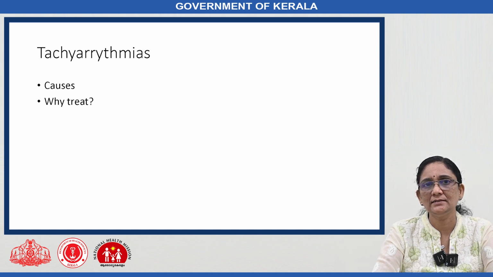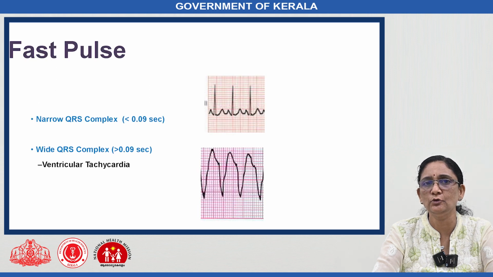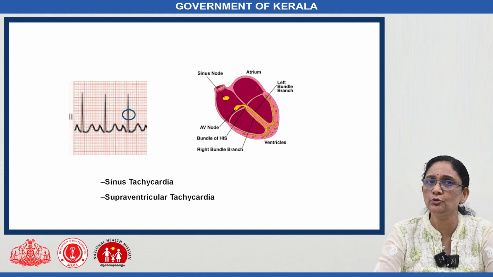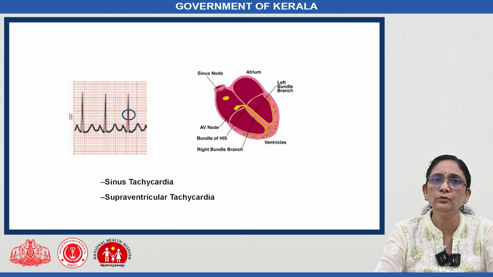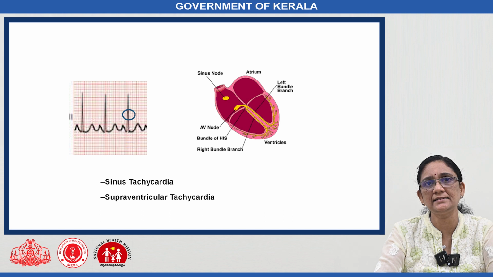Now coming to the question, what are the common tachyarrhythmias that you're going to see in a child? Here the most common one is a supraventricular tachycardia as well as a ventricular tachycardia. So broadly, you divide tachyarrhythmias in children into two, that is narrow complex tachycardia and wide complex tachycardia. If it is a narrow complex tachycardia, again you have two reasons, that is sinus tachycardia and supraventricular tachycardia. How do you differentiate between sinus tachycardia and supraventricular tachycardia?